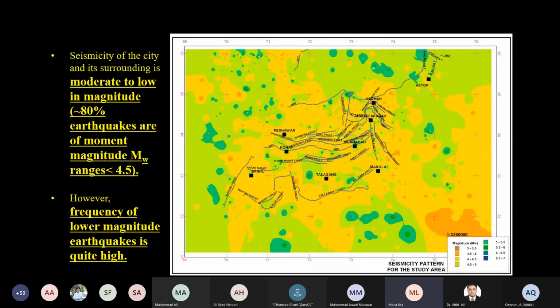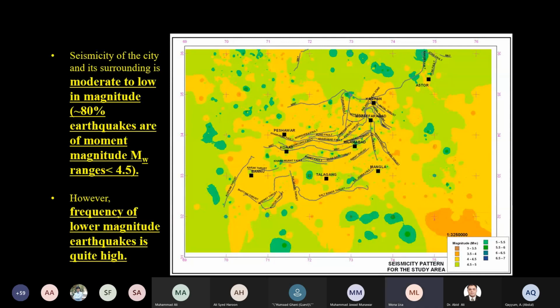So on the basis of this data, we are interpreting that moderate to low magnitude earthquakes are more in number as compared to greater or major earthquakes. Although major earthquakes occur in this fold and thrust belt as well, the majority of them are moderate to low level. But the strange thing is that although their magnitude is low to moderate, the frequency of lower magnitude earthquakes is quite high.